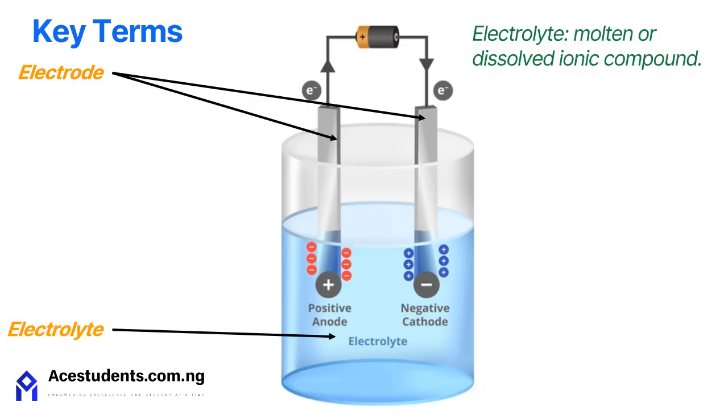Next is the electrolyte. The electrolyte is the substance being broken down. It must be molten or dissolved to allow ions to move and conduct current. Note: when answering questions, always state that the electrolyte must be either molten or in aqueous solution.